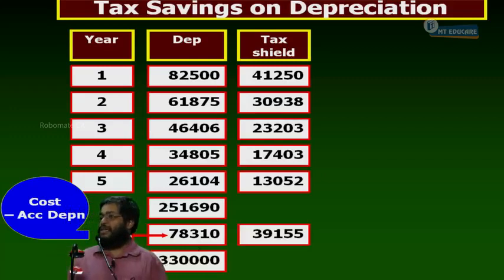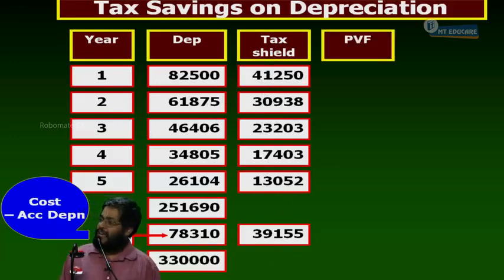39,155. This is all the tax shield. Can I add the tax shield as it is? No. This cash flow arises at different times, so discount at what percent? 8%.